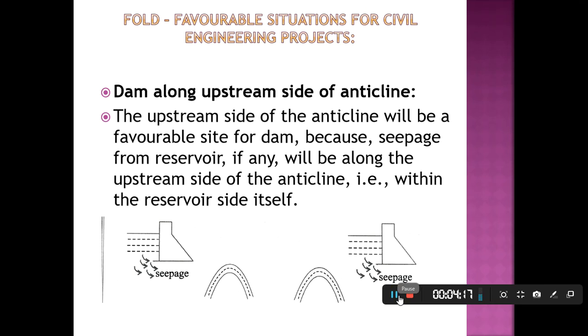Dam along the upstream side of an anticline. The upstream side of the anticline will be a favorable site for a dam because seepage from the reservoir, if any, will be along the upstream side of the anticline, that is, within the reservoir side itself.